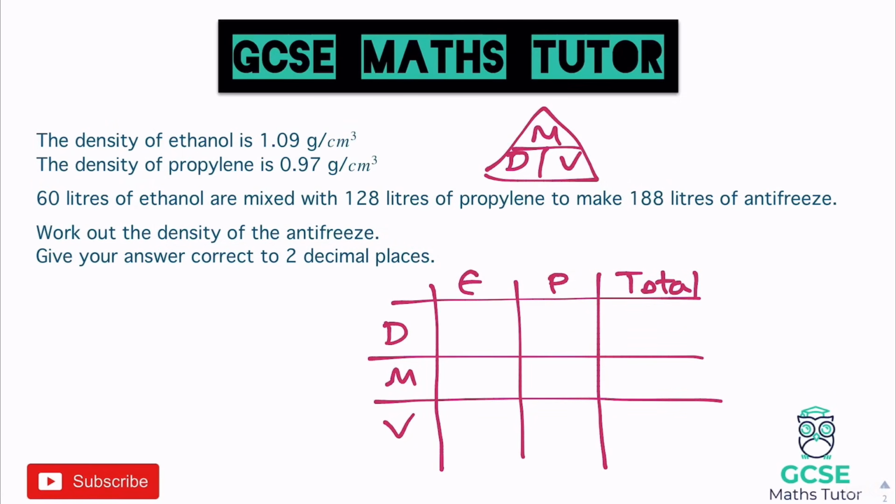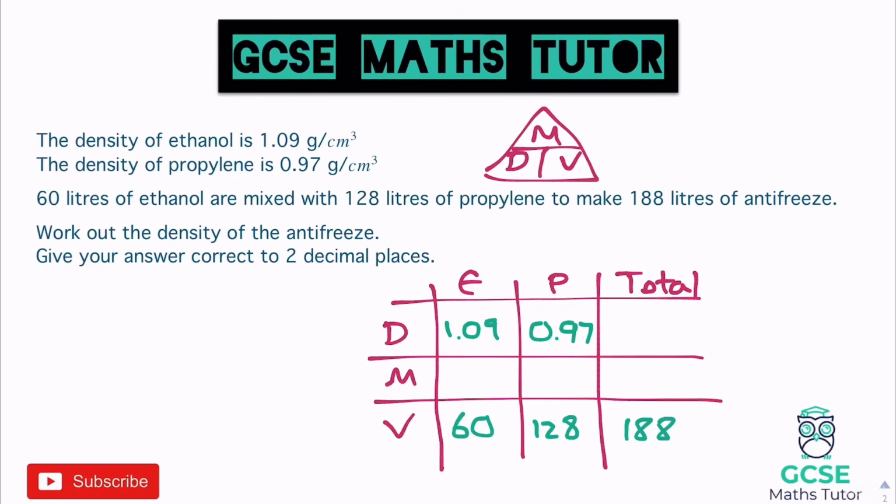So let's start putting our pieces in. We've got the density of the ethanol, which is 1.09. We've got the density of the propylene, which is 0.97. Then we've got 60 litres of ethanol, that's a volume, so 60. And we've got 128 litres of propylene. And it says already that that's combining to make 188, but don't forget we could add that together ourselves if we wanted to. So it wants us to find the density of the antifreeze.